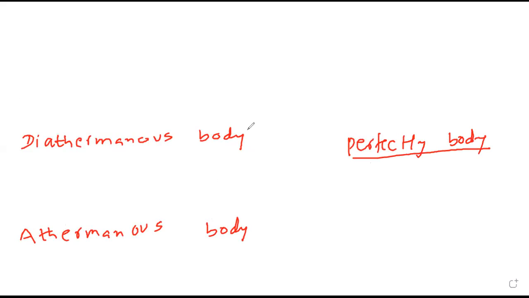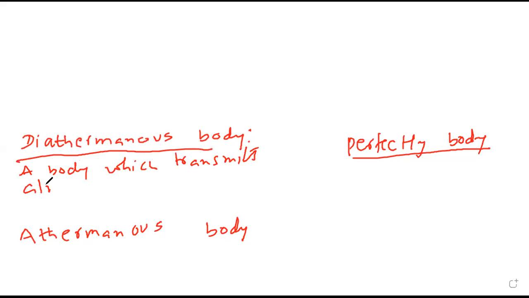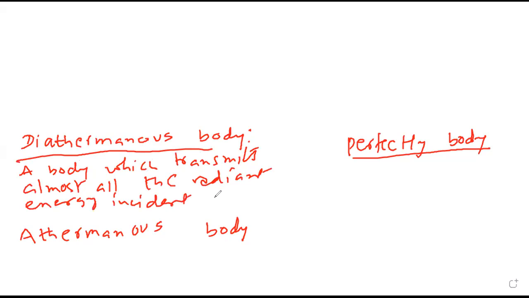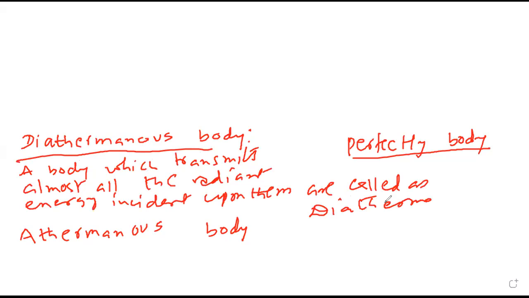A body which transmits almost all the radiant energy incident upon it is called a diathermaneous body. When it transmits all, can I say T is one, and A is zero, R is zero? Can I say like this?